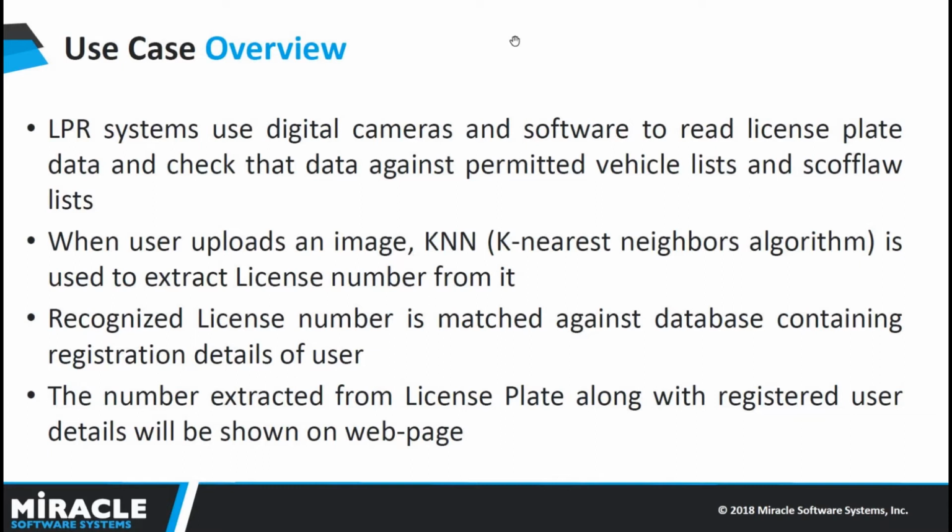Here at beginning, the KNN needs to be trained using an image with different font types of alphabets and numbers. When an image is uploaded by the user, in the backend KNN extracts the license plate number, and that extracted license number is checked with database to find registered user details.